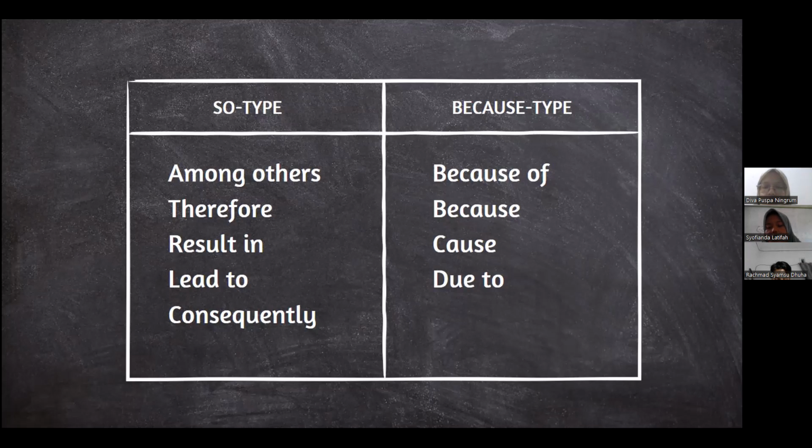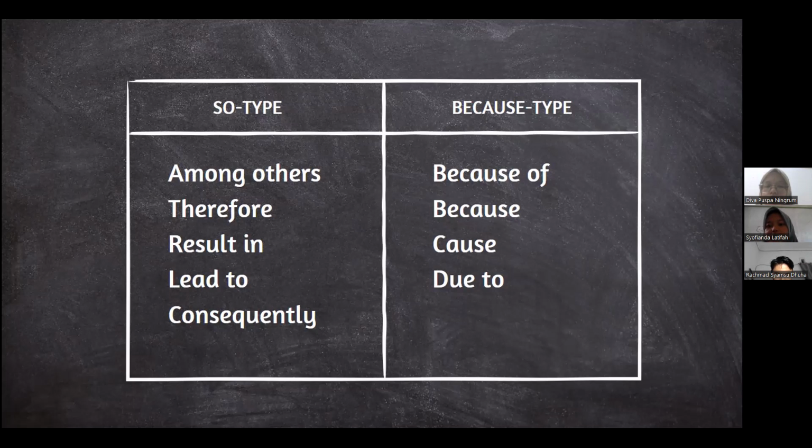The other conjunctions can also be used to show the result. For example, lost appetite will consequently cause anemia. So consequently, anemia. Consequently, anemia is the effect that comes after the so type conjunction itself.